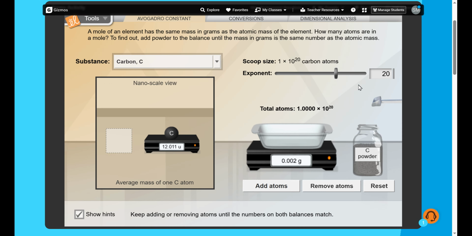And we can keep adding some more scoops. We can change the size of the scoops. And then that tells us that 1.01 times 10 to the 22 atoms is only 0.201 grams. It's not a lot. Each atom weighs very, very little.